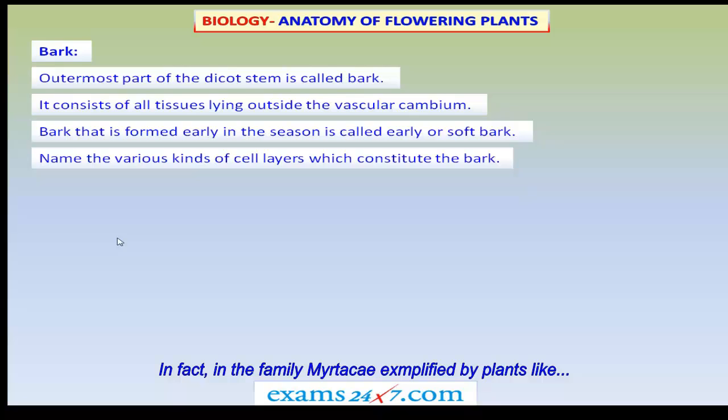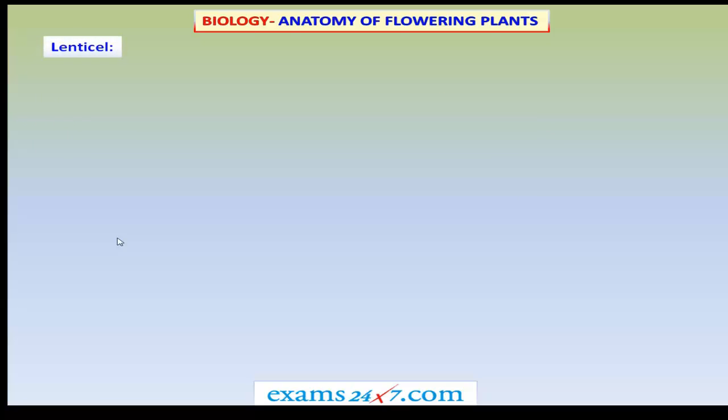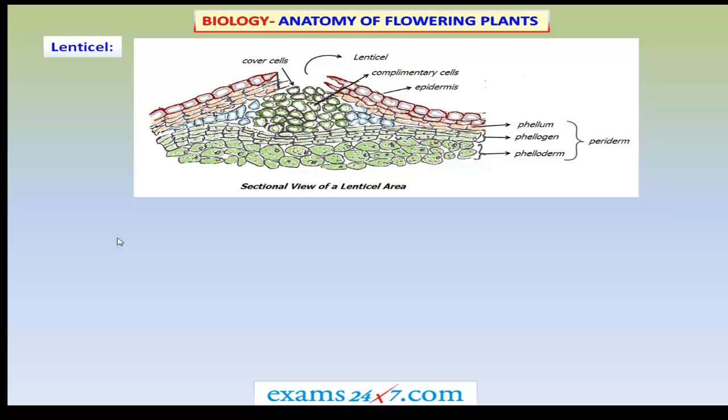In fact, in the family Myrtaceae, exemplified by plants like eucalyptus and guava, over the stem you can see a thin membranous hard layer peeling out regularly. This is the thin bark which is characteristic of the family itself. As a result of this secondary growth, in many of the dicot stems, small lens-like openings are produced at the epidermal area through which water can easily be lost by the plant, and these lens-shaped slit-like openings are called lenticels.